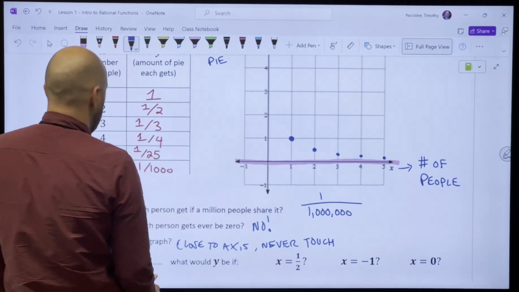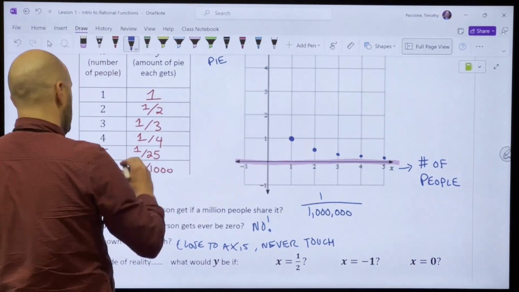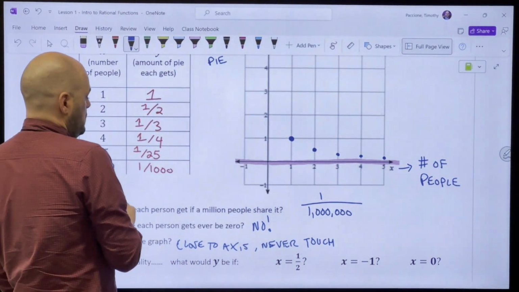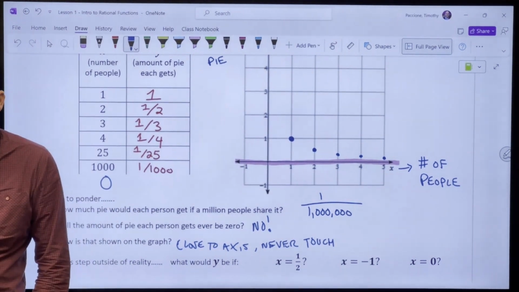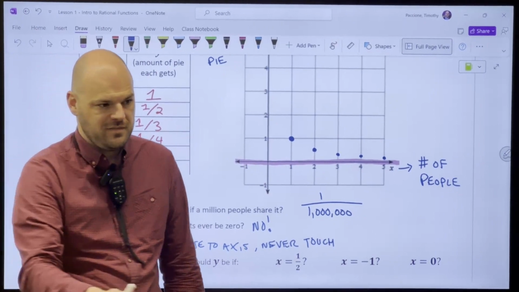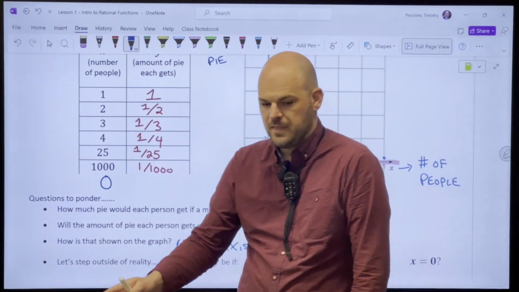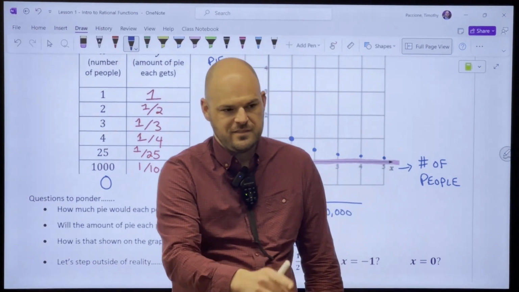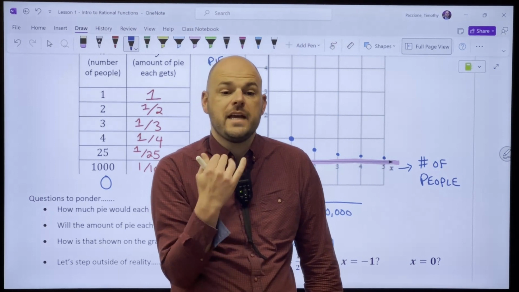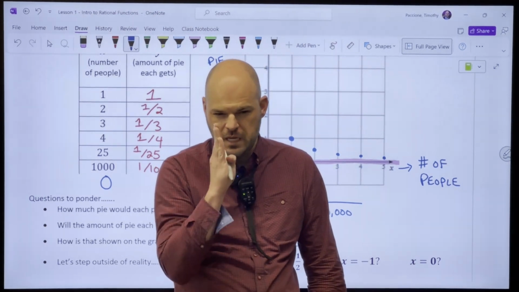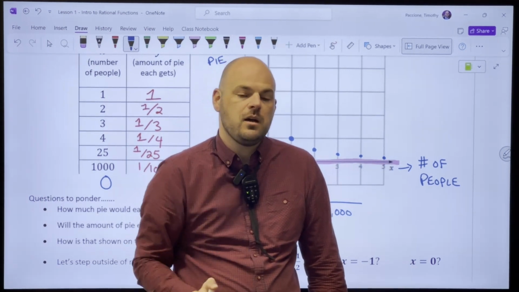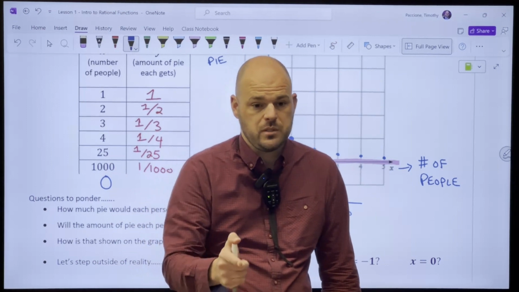Now, before we talk about these, let's try to go this way. Let's go to 0. If there were 0 people, how much pie would they get? It's just the pie. Okay, answer this question, just give me an answer. Ready? I have 1 pie. I want to divide it amongst 0 people. How much should each person get? 0.